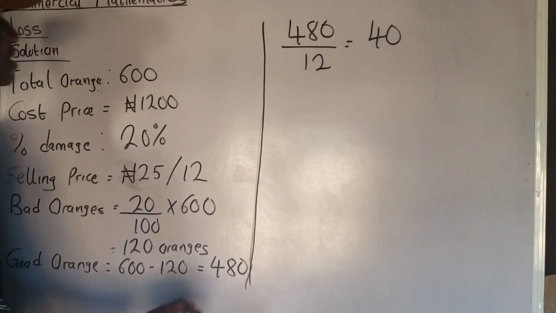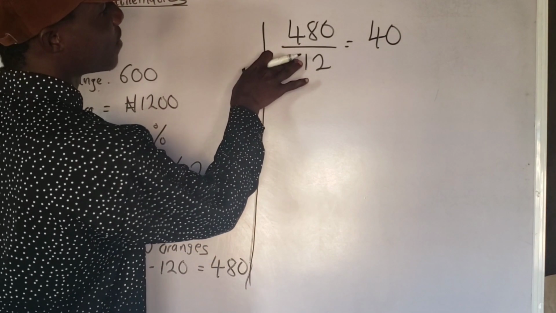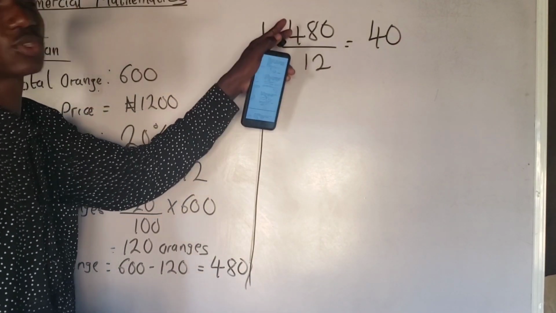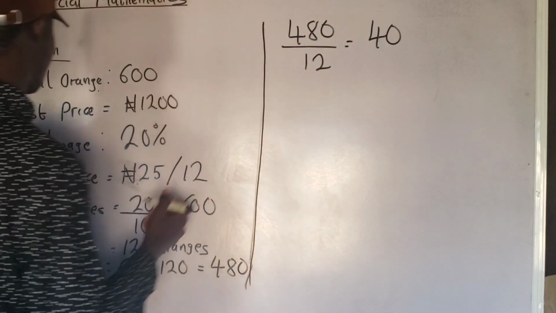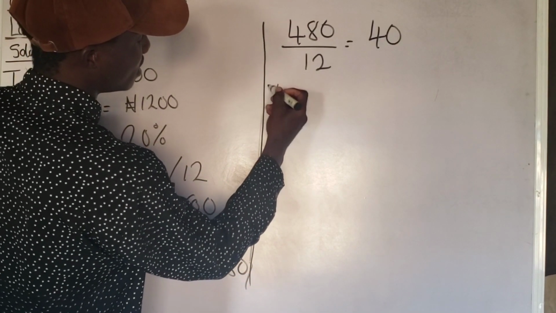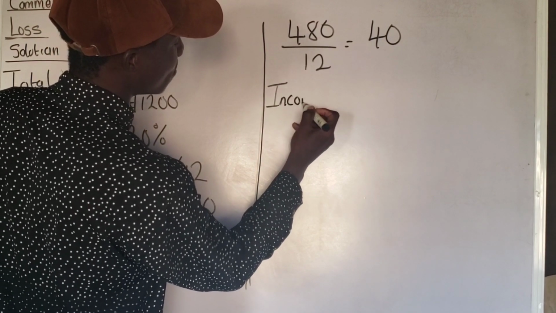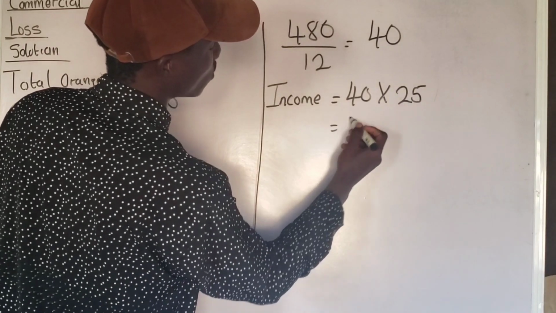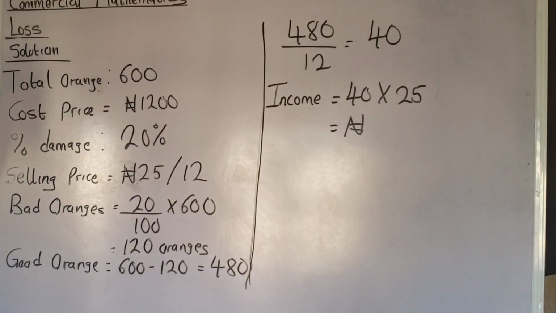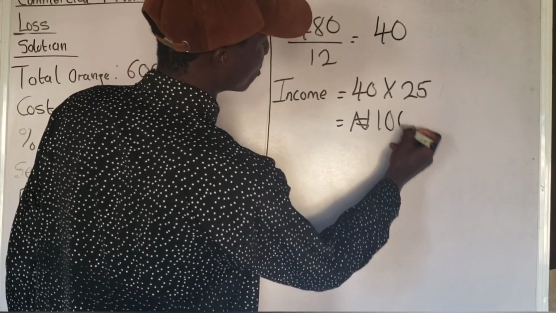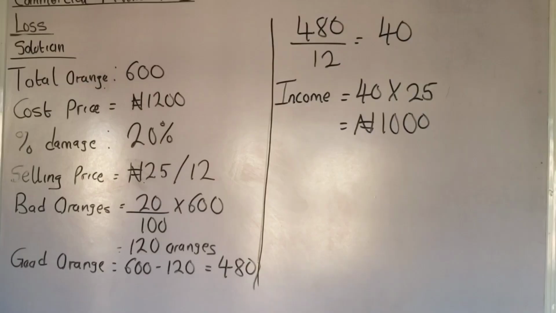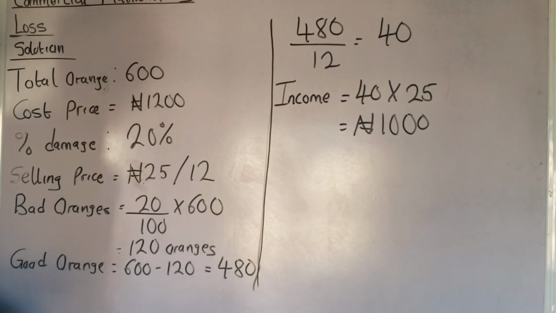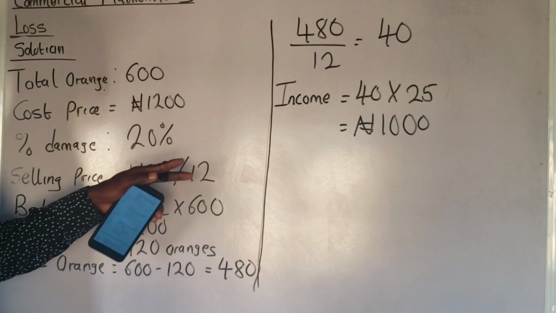So that means that I will see 12 units of mango in 480, 40 times. If I multiply this 40 by 12, I'm still going to get 480. So now, that means that the total revenue, the income, is equal to 40 multiplied by 25. That is 1,000. So I'm going to have 1,000 naira. This is the revenue that the seller got as a result of selling out the 480 mangoes at 25 naira per 12 mangoes.